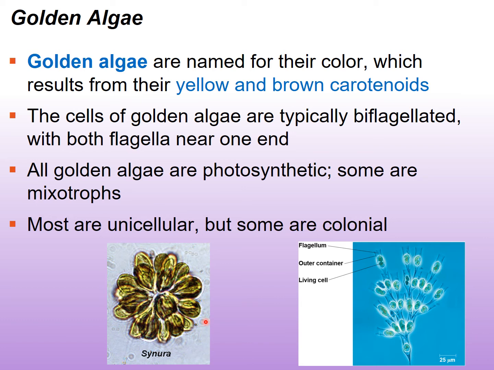Some of them are mixotrophic. So remember, they can combine photosynthesis, or photoautotrophy, with heterotrophy. Most of them are unicellular. However, some of them are colonial. So here you can see some colonial examples. So they just kind of live in colonies. Again, each of these are individual cells, but they're living together in a colony.